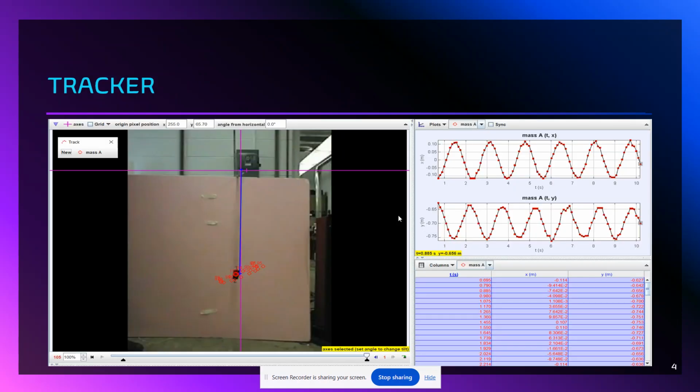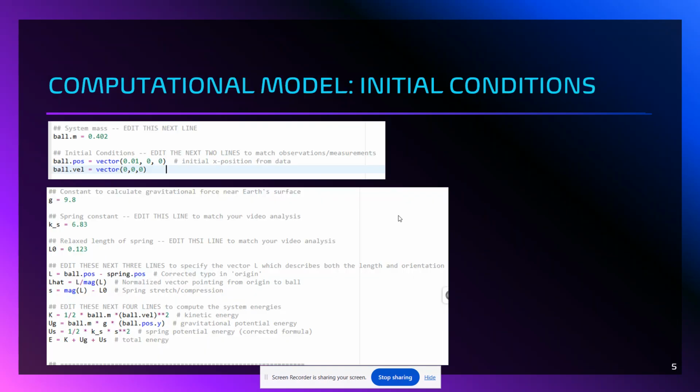As you can see, I have both X and Y oscillation data, and on the left hand side you can see the actual individual points that we tracked with the origin at the top of the system where the string is at 0. Here are the initial conditions for our computational model.